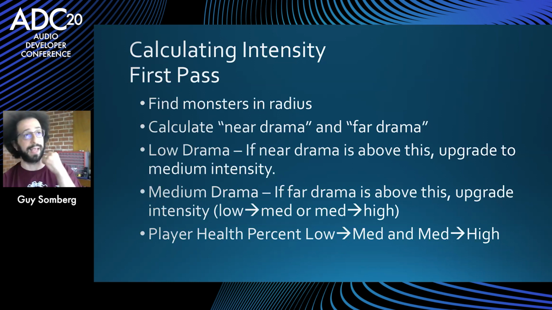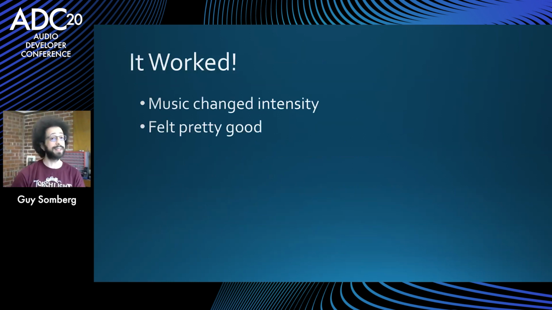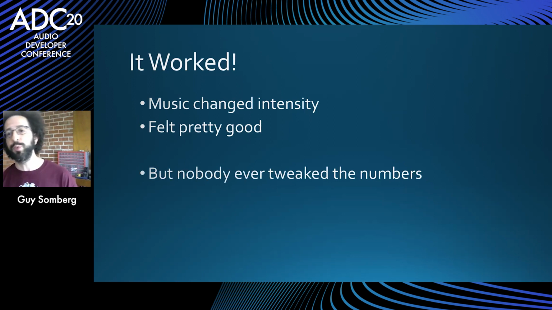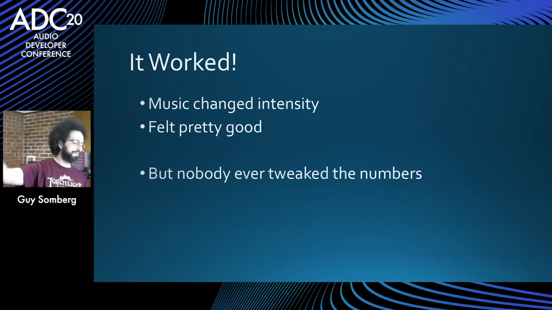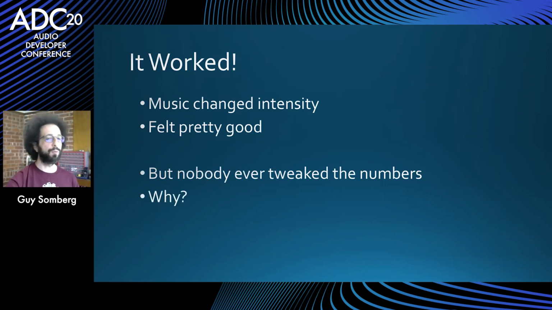So I implemented this, and it worked, right? The music would change intensity. It felt pretty good. You would wander around and fight monsters, and the music would change with you, and especially when it worked, it was great. But even though it worked, nobody ever tweaked. I threw in some feels-pretty-good numbers at the beginning, and nobody ever tweaked any of these numbers. And I had to ask why. I talked to my sound designer after the fact, and she says the numbers in there were good enough. We didn't really need to tweak them.